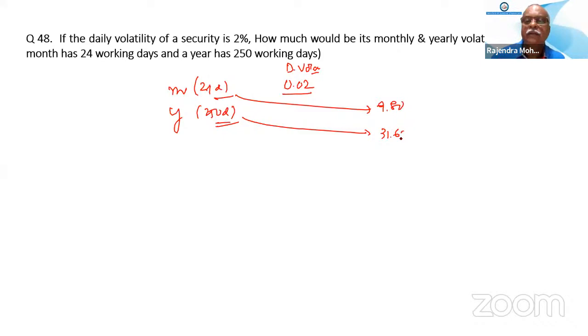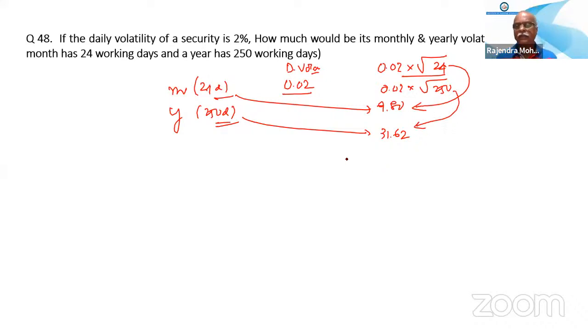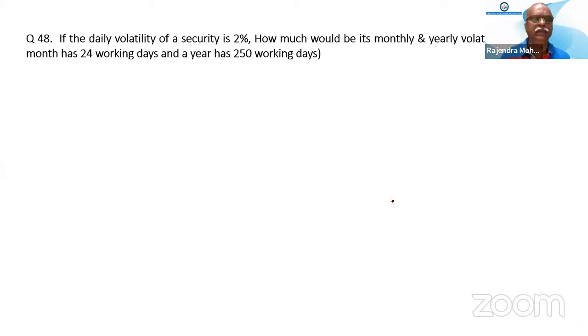So basically, this is simply 0.02 multiplied by square root of 24, and 0.02 multiplied by square root of 250. So this becomes this and this becomes this. Because it is square root of t. So your daily volatility into square root of t. That is the formula of arriving at the monthly or annual volatility. You remember this formula? Simple questions will be asked.